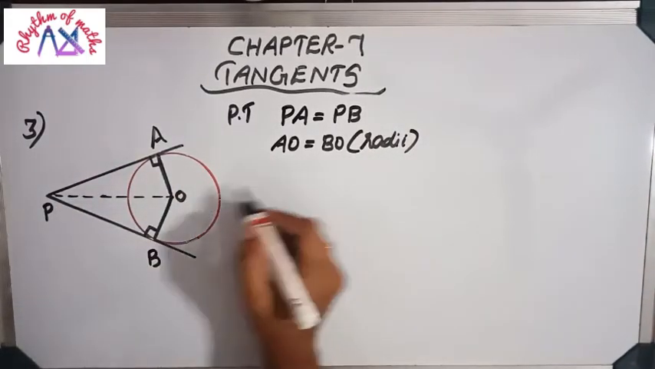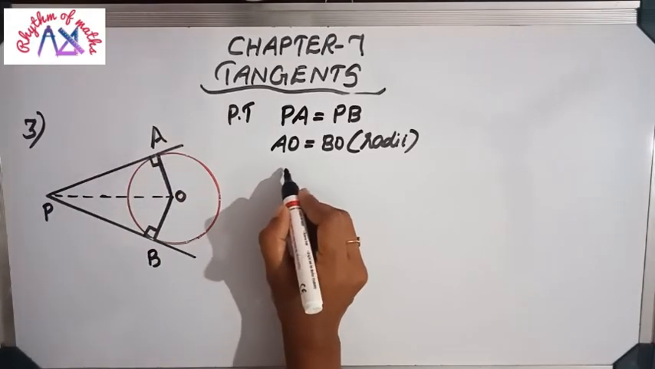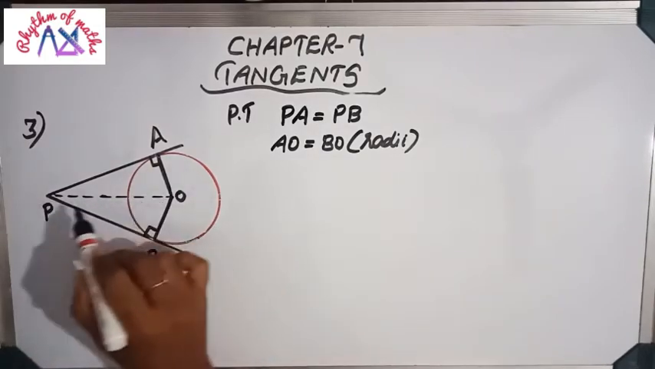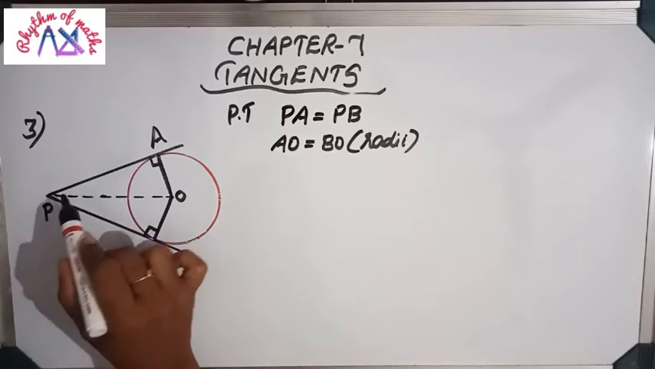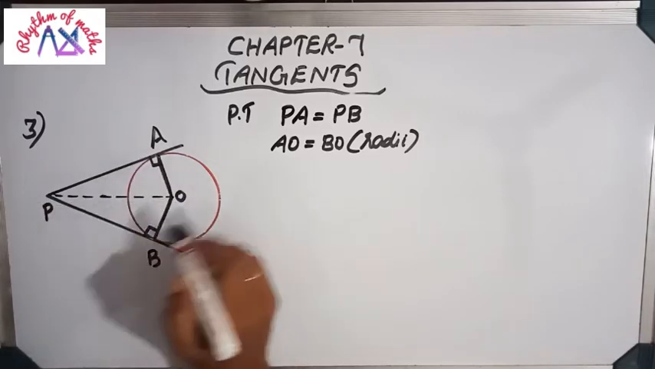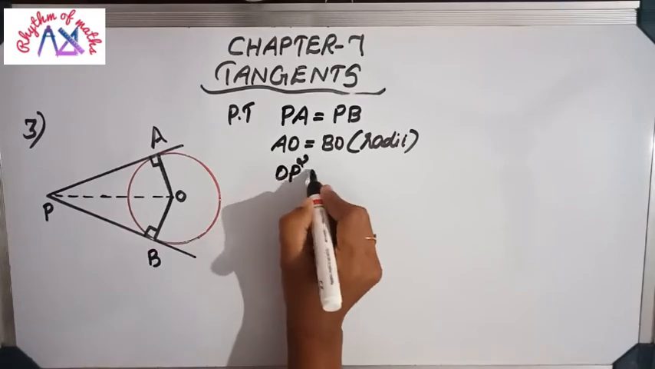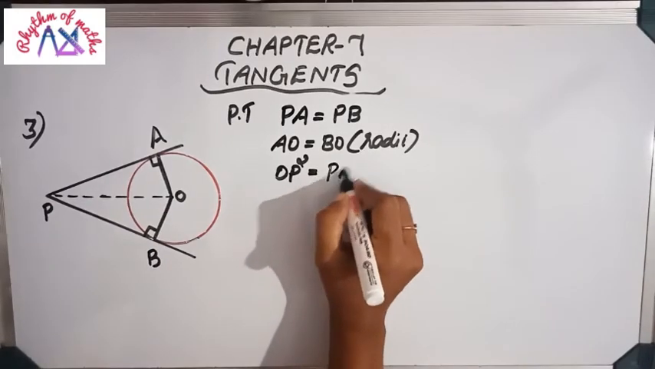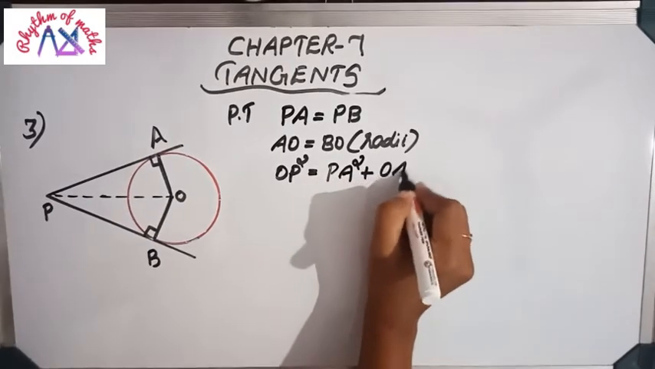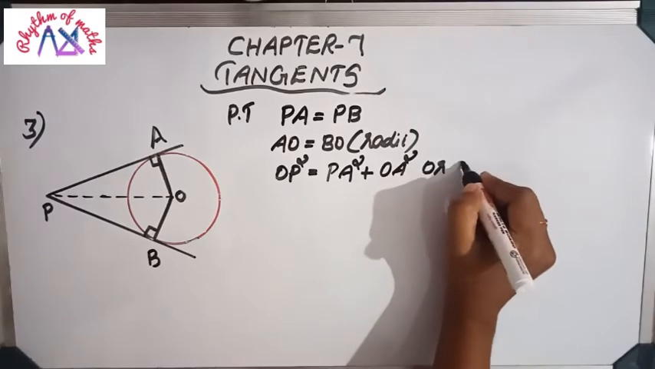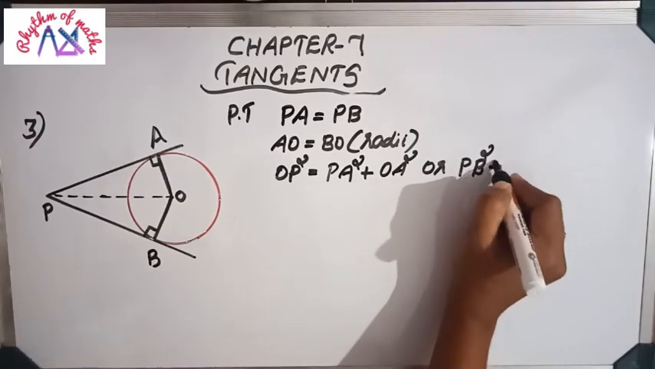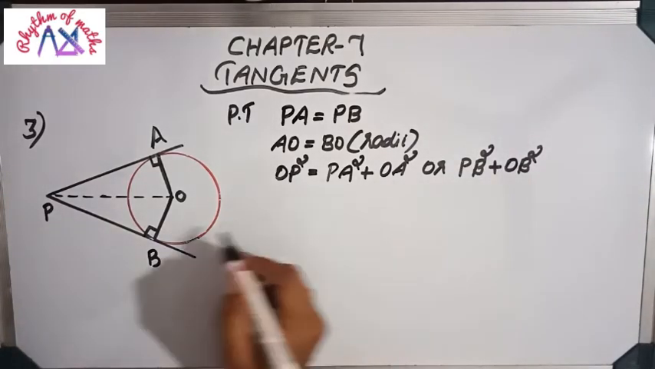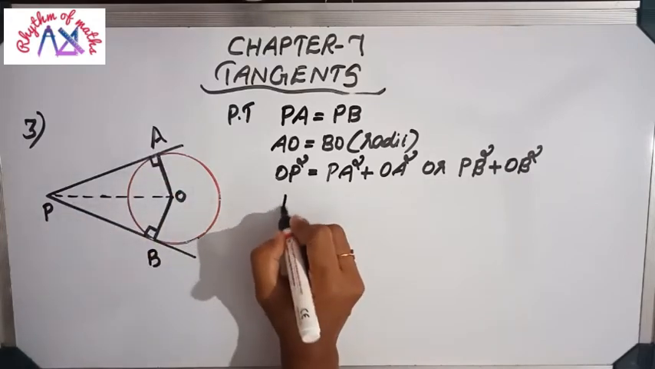So by the Pythagoras theorem, PA equals what? Pythagoras theorem means hypotenuse square. Hypotenuse here, opposite the 90-degree angle, is the hypotenuse. So for the first triangle PAO, the hypotenuse is PO. So OP square equals base square plus altitude square. So PA square plus OA square, or PB square plus OB square. Okay, this is the hypotenuse part. Now we need to find PA and PB. So let's start from PA.